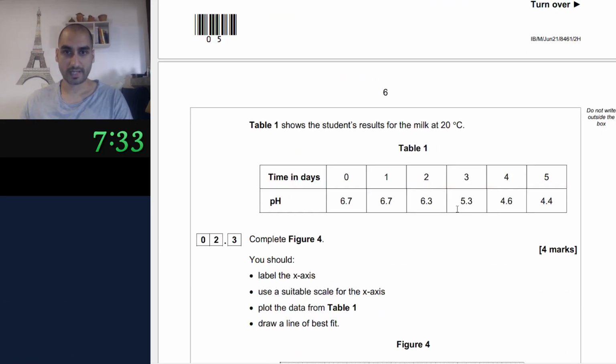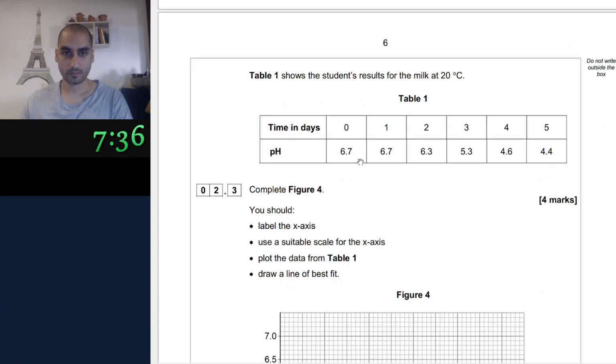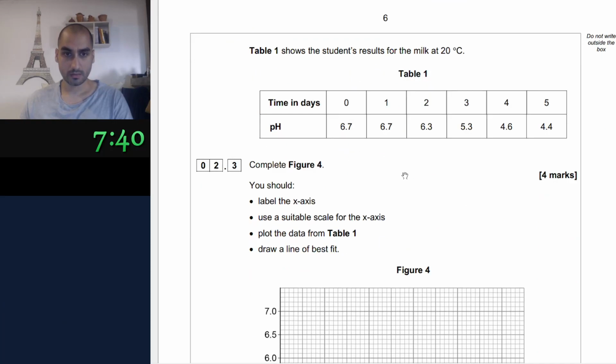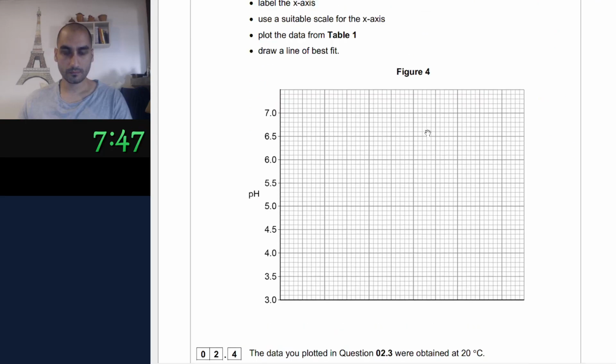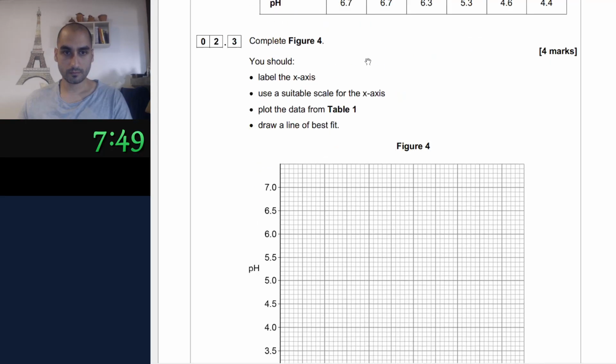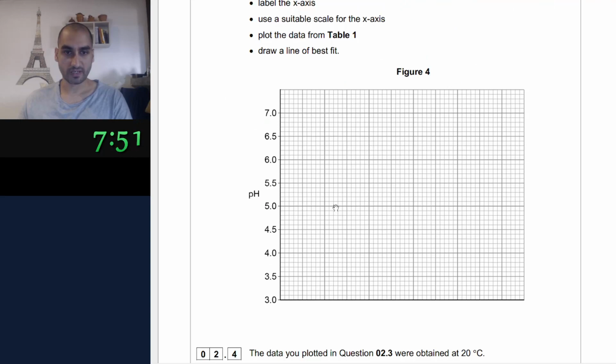Alright, this shows the students' results for the milk at 20 degrees. Okay, so the pH is going down, so it's becoming more acidic. So we've got time in days, 5. So we can say 0, 1, 2, 3, 4, 5.